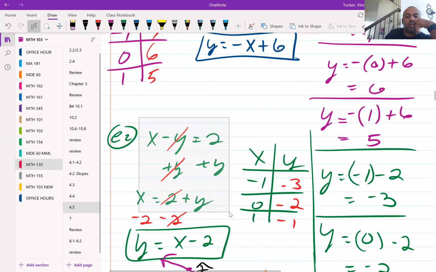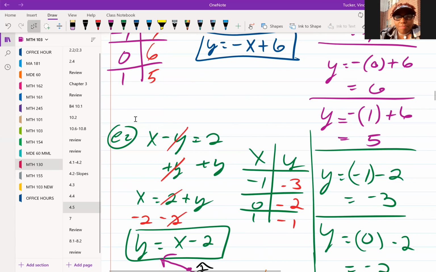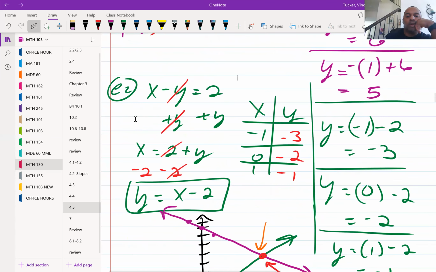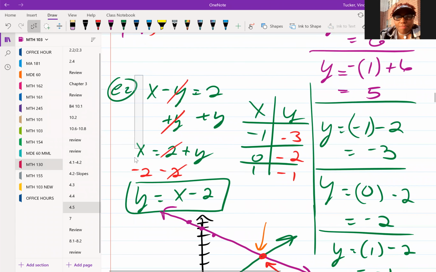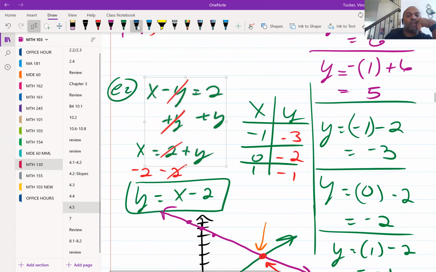So I did the same thing for the next one. I just want to turn this blue. But I solved it for y.